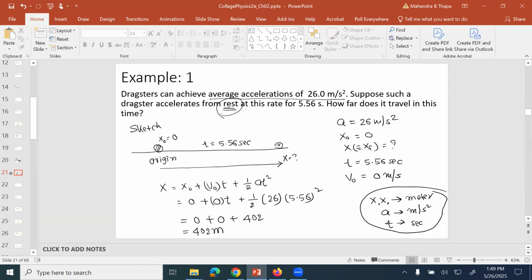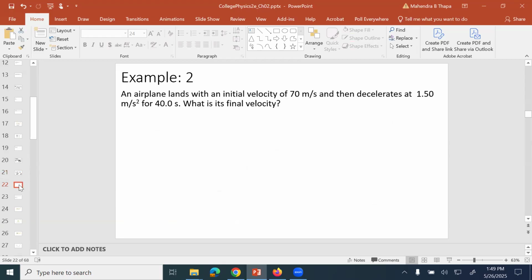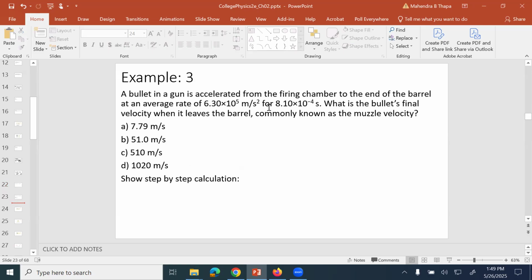So this is one example of using one of the equations of motion along a straight line. We can use those equations to solve this problem. You can follow exactly the same process, the same steps, to solve this problem. Similarly, for this problem.